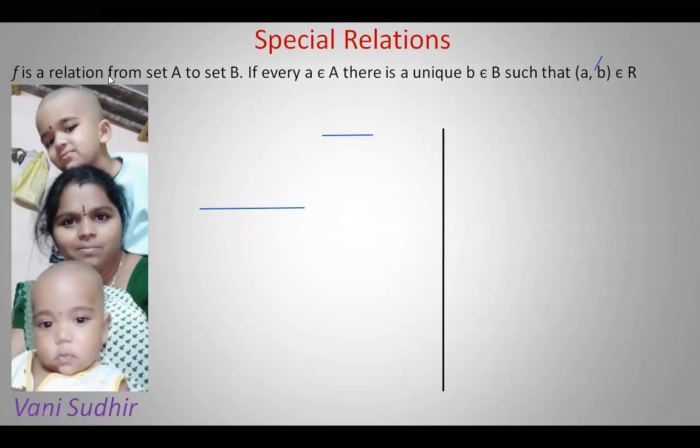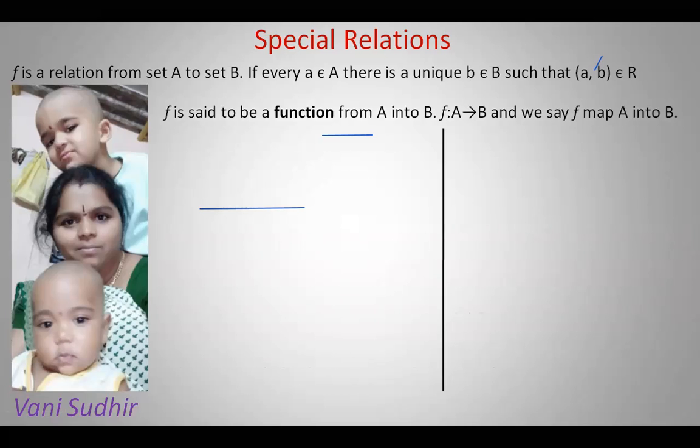How? If f is a relation from set A to set B, here two sets of elements we are taking, and for every a belongs to A, if you take some element in the first set, it will have a unique relation with some element b in B. See here, the word unique you have to note, it is key. Every element in A will have a unique relation with an element in B. Then only we say this is a special relation, and it is also called a function.